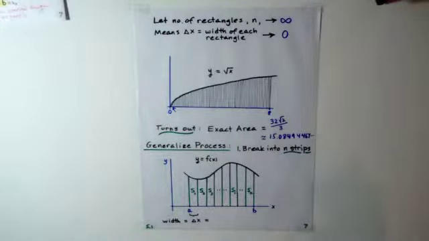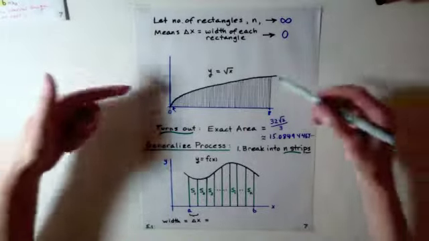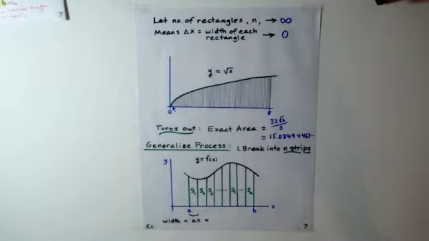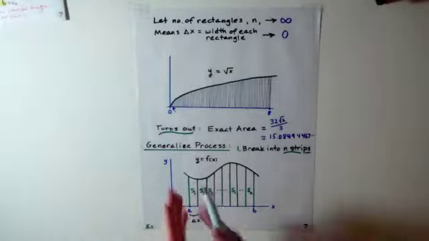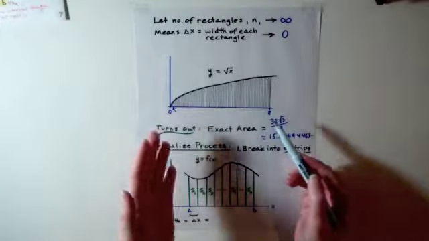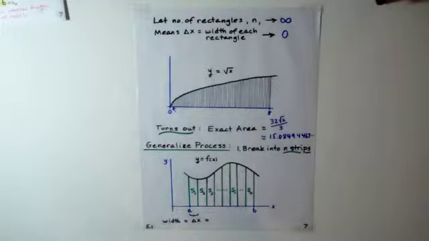But yes, we can find the exact area under the curve using this method of rectangles if, in some beautiful ideal world, we could break up this interval from 0 to 8 into an infinite number of rectangles, each of which has a width of 0, and somehow add up an infinite number of things. Okay, well, the next thing that I want us to do is to try to generalize this process.